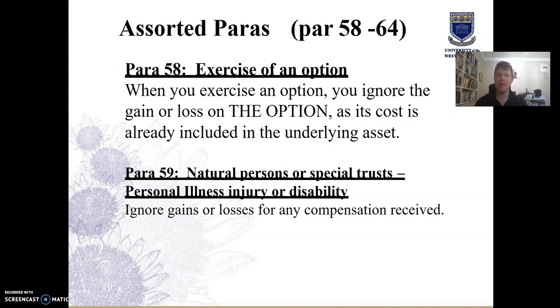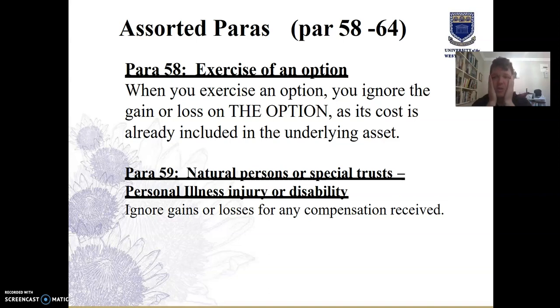Any natural person or special trust. Whenever you see the word special trust, generally it's a trust set up for a natural person who is disabled, just to basically provide for their needs. You can ignore any gains or losses as a result of personal injury or illness.